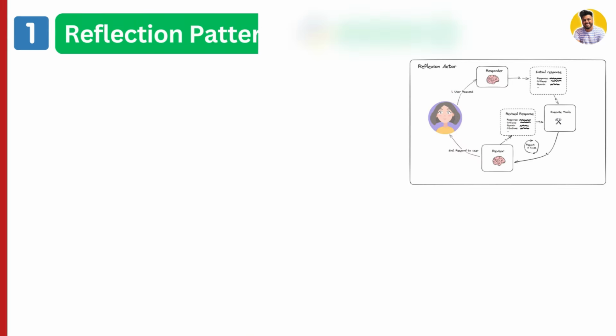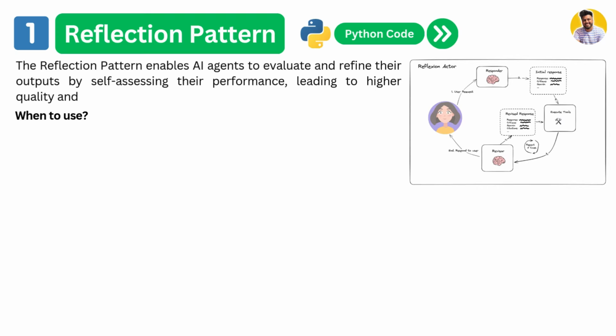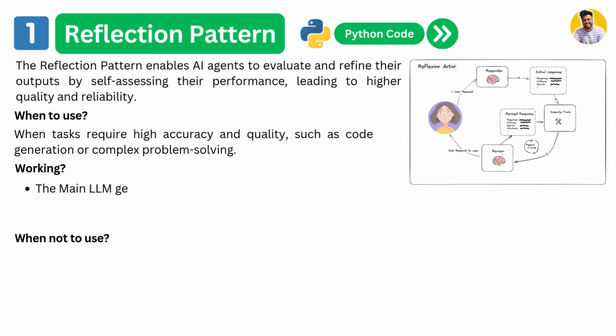First we have the reflection pattern. This pattern enables the AI agent to evaluate and refine its outputs by self-assessing and self-checking its performance and outputs. That leads to higher quality and higher reliability outputs. You can use it when your task requires very high accuracy and quality, such as code generation or complex problem solving.